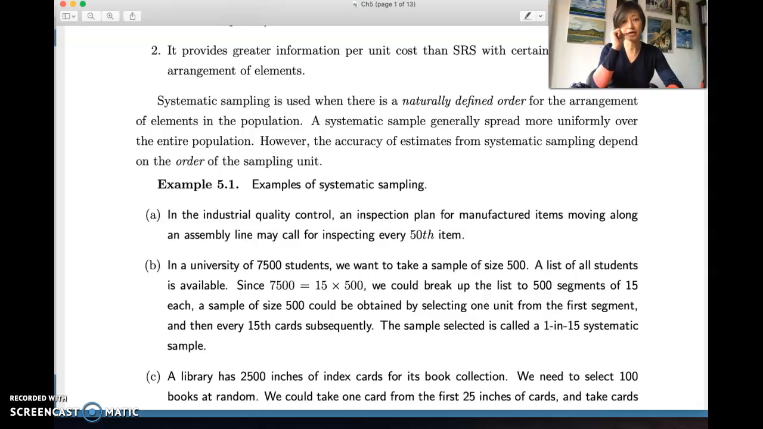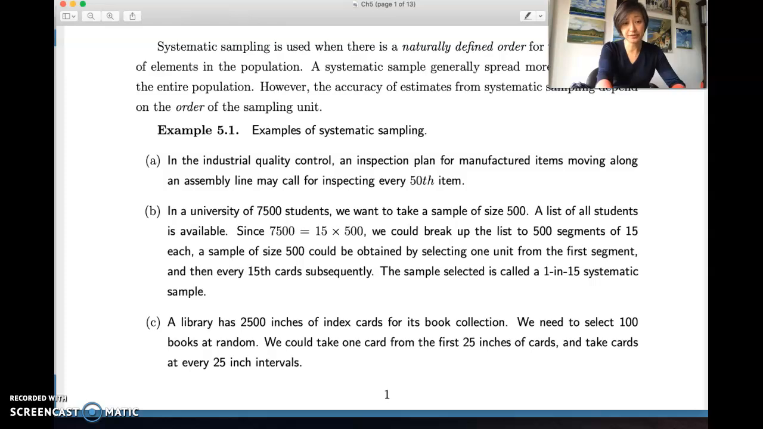So the inspector doing quality control, if they choose the first 10th, that would not actually be randomly chosen, right? A better way to choose the shoes to be checked would be every 20th pair of shoes chosen for the quality check. Then we can make sure that the entire production is evenly spread across the population. Secondly, in a university with 7,500 students, we want to take a sample of 500 students.